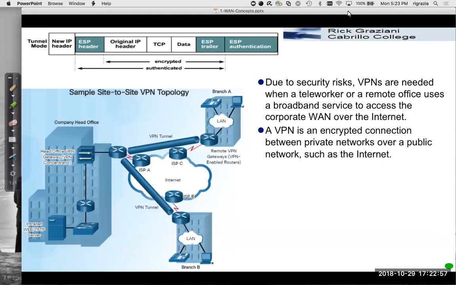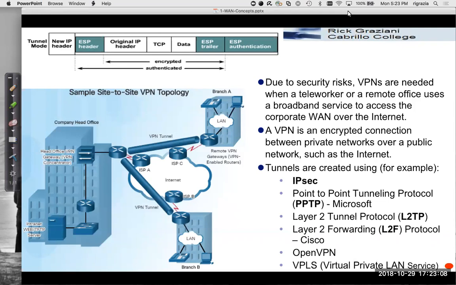VPNs are typically encrypted connections. They don't have to be, but that's typically why we want a VPN, so we can encrypt it. Tunnels are created using one of many technologies or protocols, including IPsec.